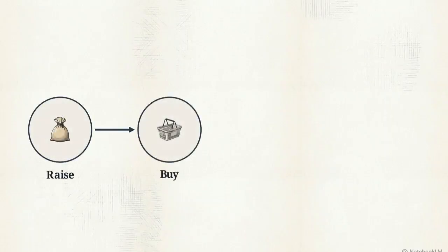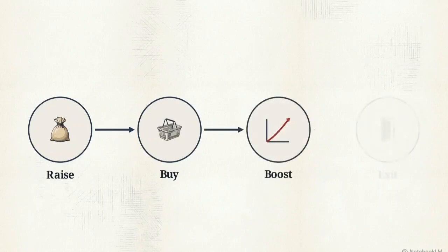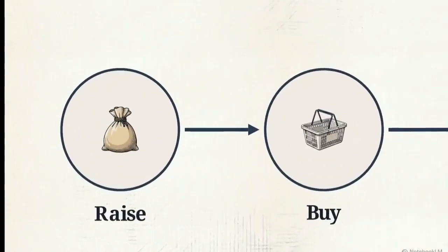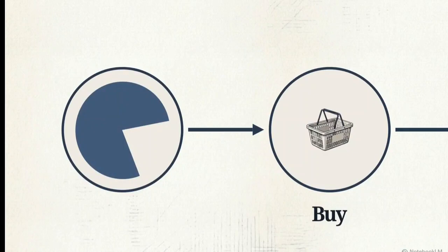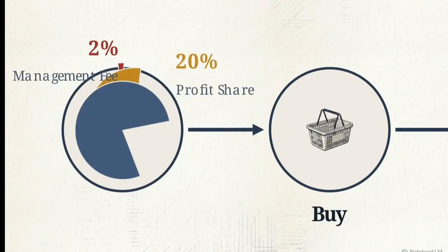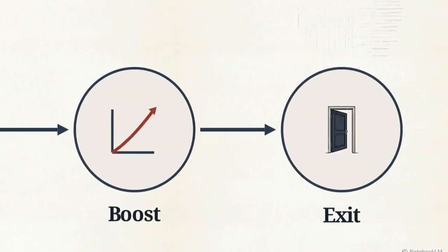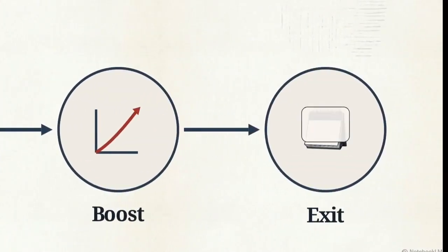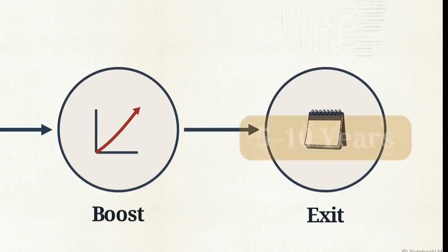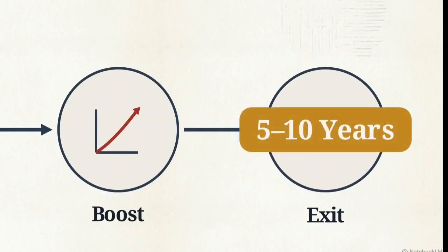For step 3, draw a horizontal pipeline: raise, buy, boost, and exit. In the raise phase, firms collect capital, introducing a standard fee structure, a 2% management fee, and 20% of profits. After buying and restructuring, the firm hits exit. A 5 to 10-year clock forces them to sell or go public to fulfill obligations.